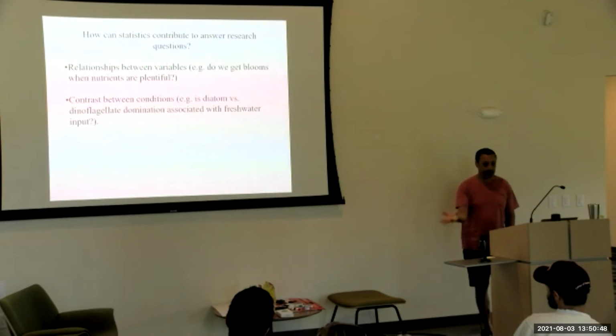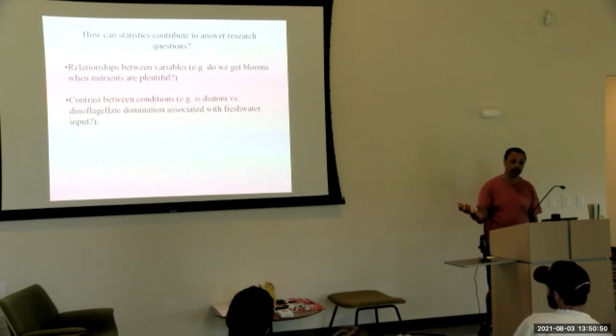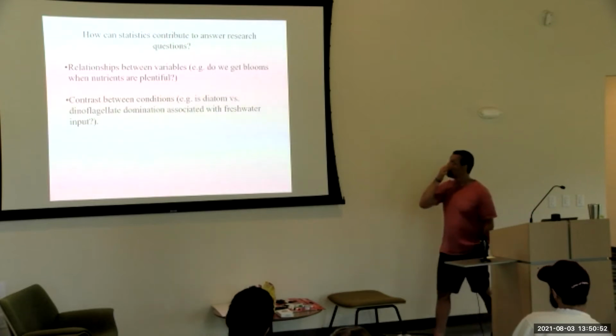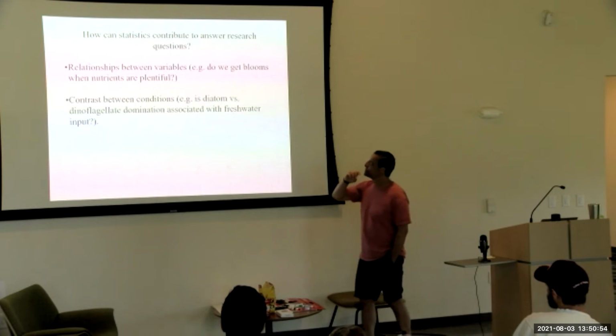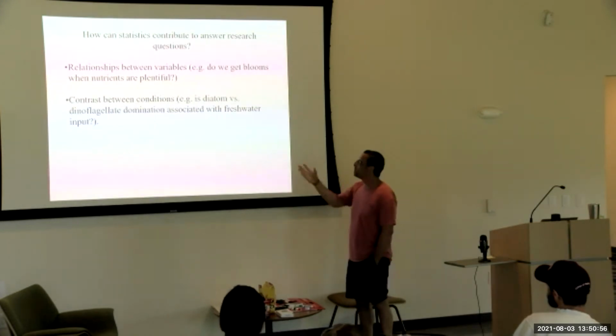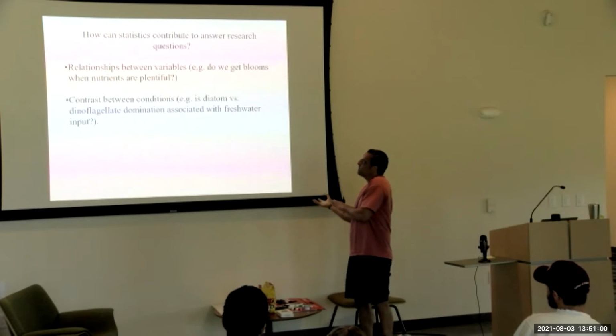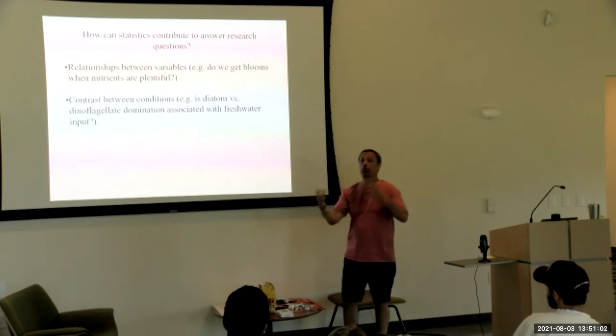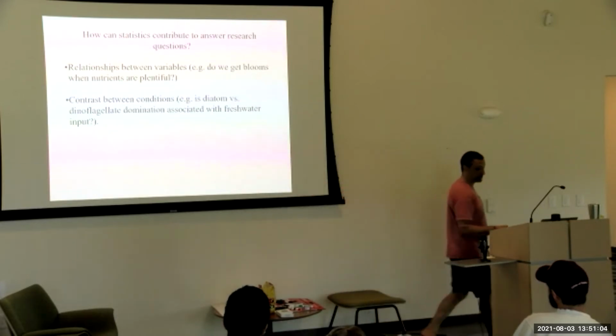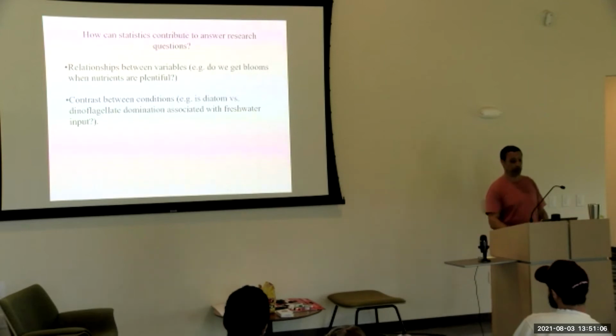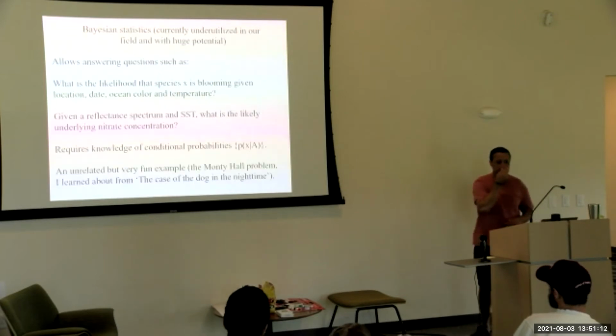So statistics we use to say things about relationships between variables. For example, do we get blooms when nutrients are plentiful? Measure both. Or contrast conditions. Is diatom dominance associated with fresh water or other things? If you're near the coast, if you're in a place where there's a river coming in or not. These are questions you can ask, and statistics will help you with.